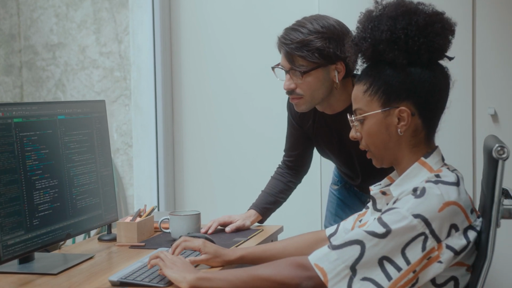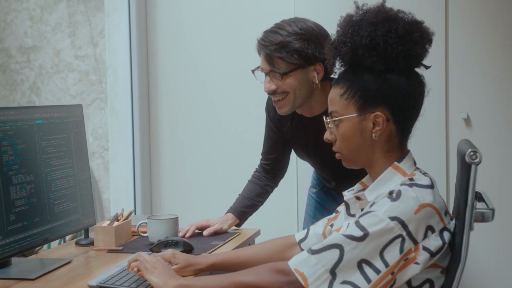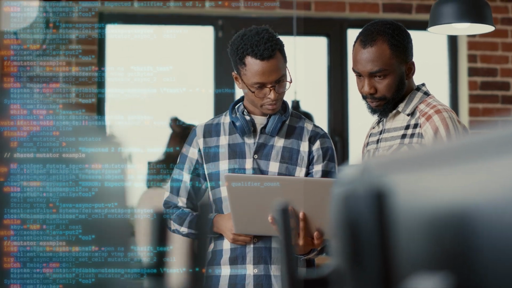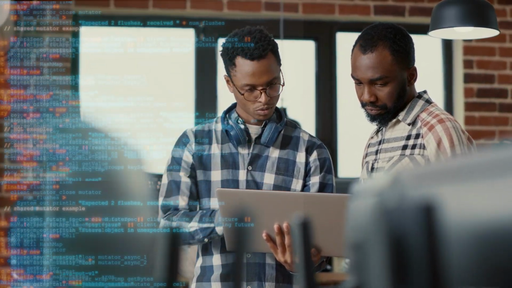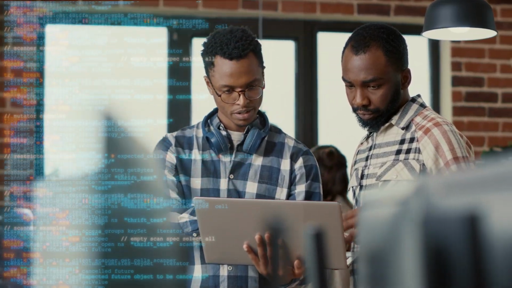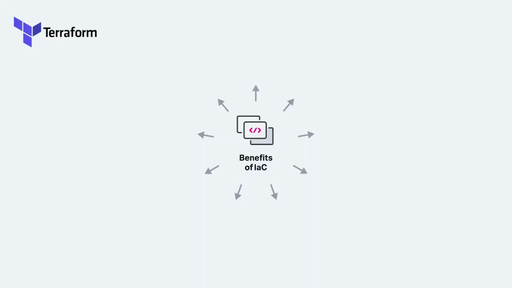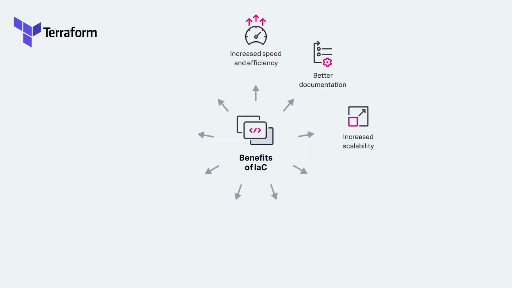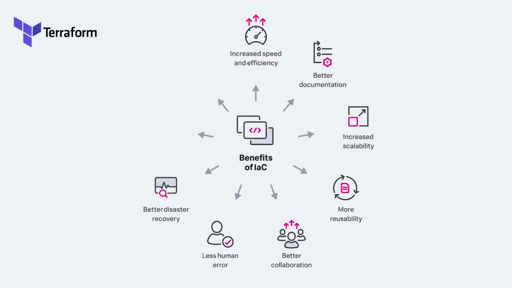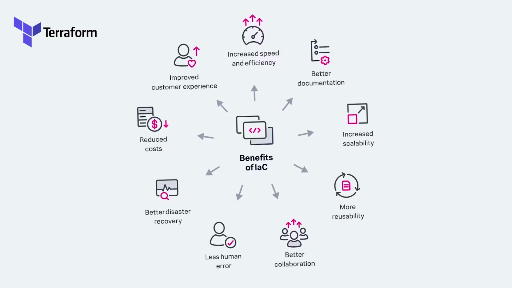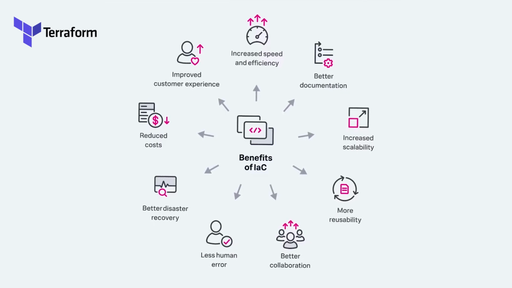This not only saves time but also enhances the traceability and auditability of your infrastructure. Furthermore, it encourages collaboration between development and operations teams, fostering a culture of automation and efficiency. In the world of Terraform, infrastructure as code is the foundation of a more agile, scalable, and error-resistant infrastructure management.